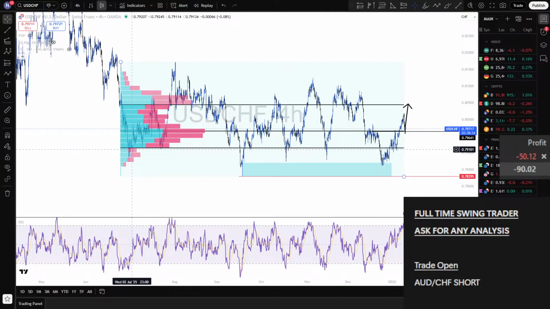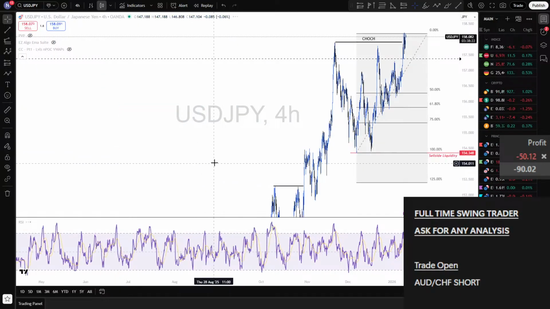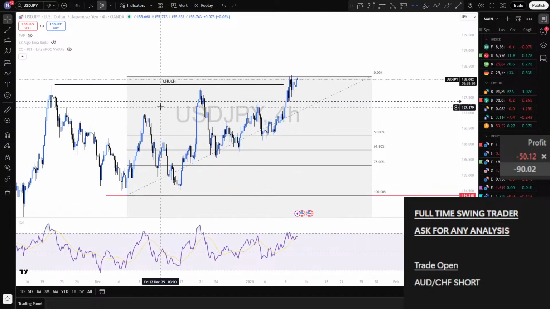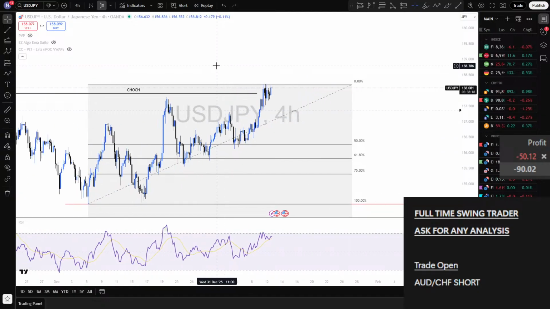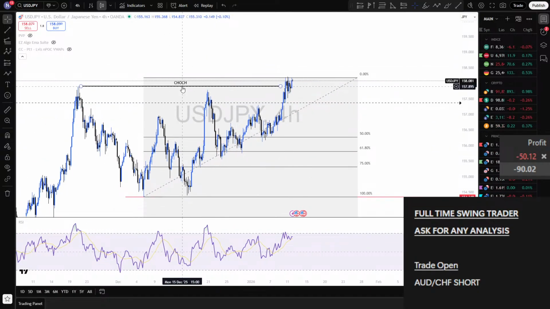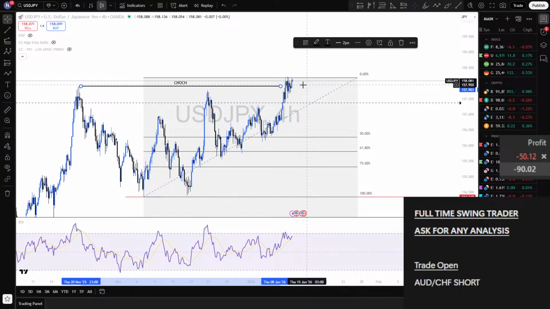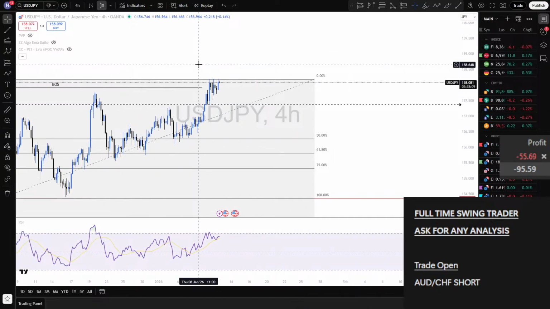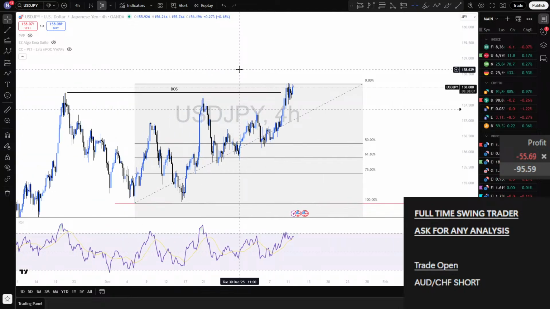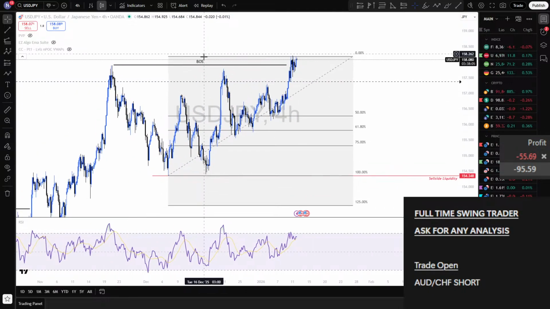Okay, next one. USD JPY, nothing new. USD JPY, it changes market structure. Actually, it was the best for our. Doesn't change much. Nothing to do on Euro JPY.